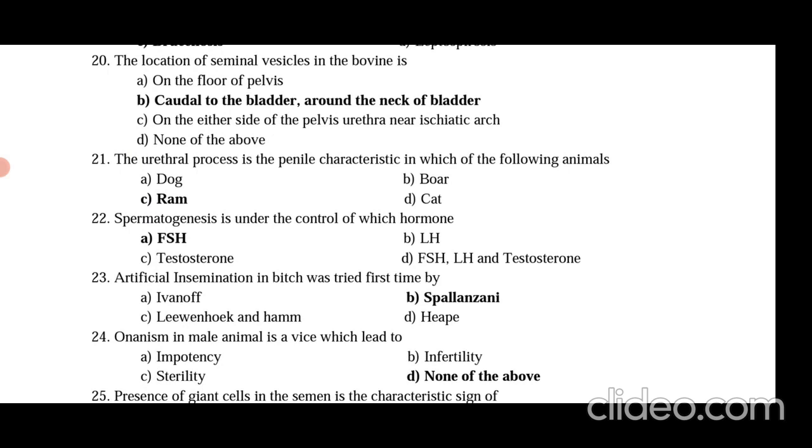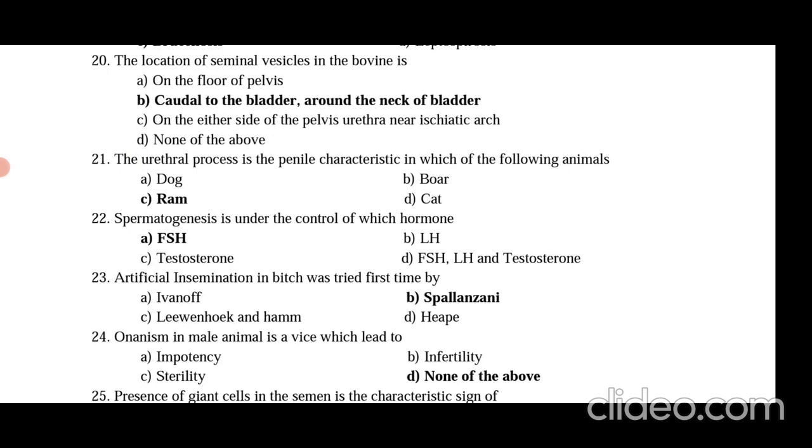Spermatogenesis is under the control of follicle stimulating hormone. Follicle stimulating hormone stimulates the follicles and the sperms. Formation of sperms and the follicles are under the control of FSH, follicle stimulating hormone: sperms in males, and ova and follicles in females.